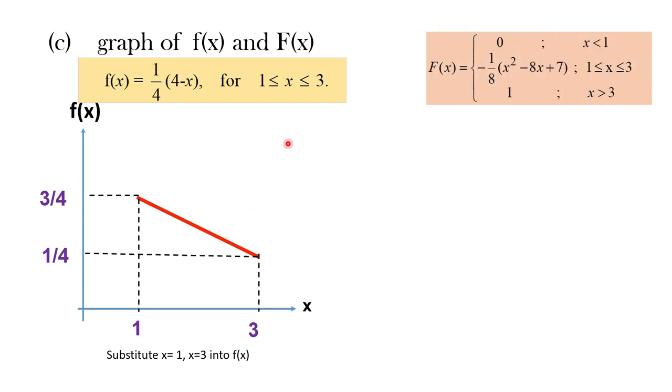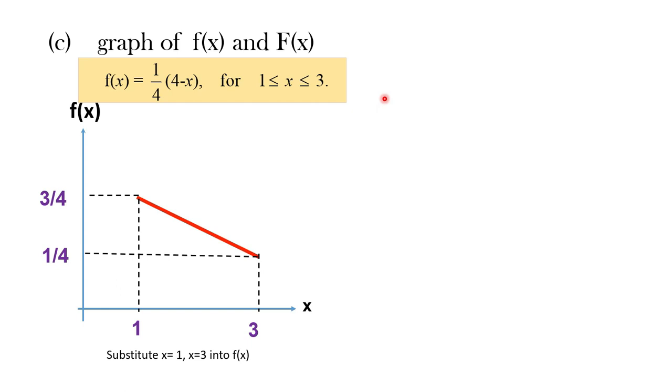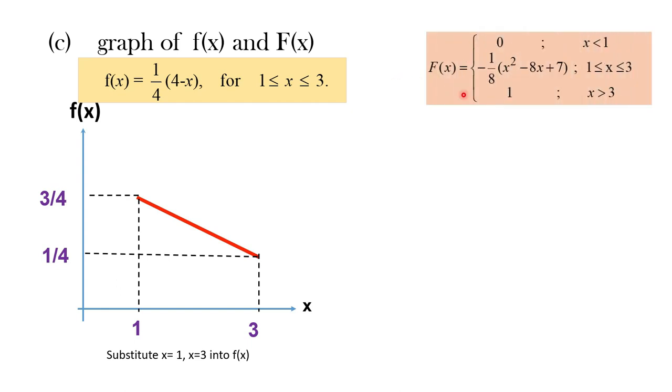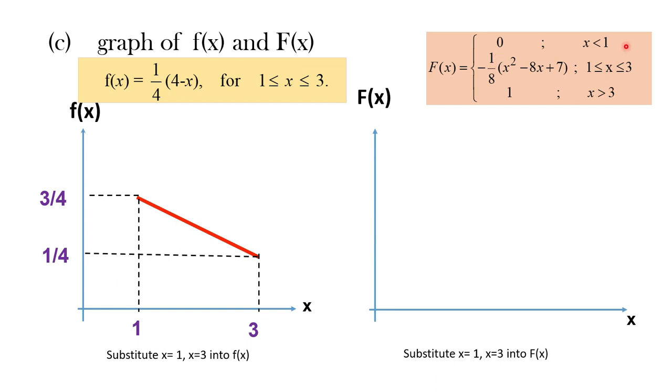What about the CDF function? Now we continue to find the CDF graph. This is our previous result, the CDF function. Take note that when x is less than 1, the function is 0. So you need to substitute 1 and 3 into the function. So now we substitute 1. When x is less than 1, the function is 0. So this is y equals 0.